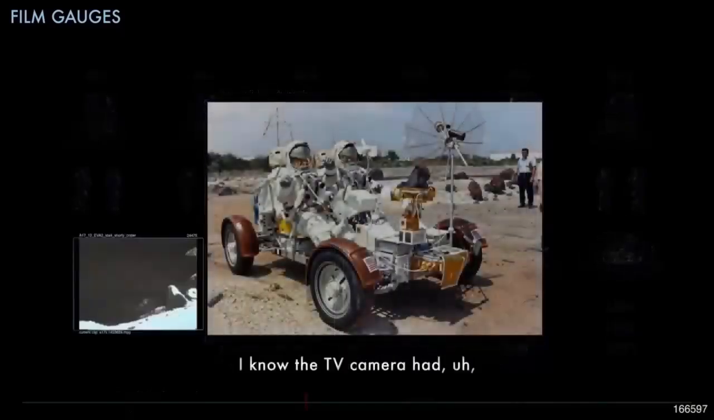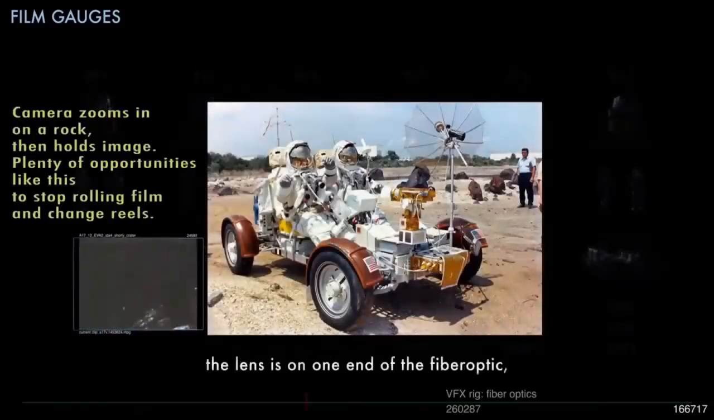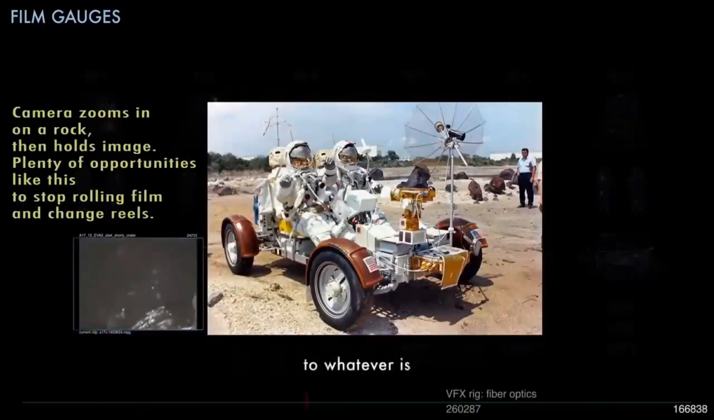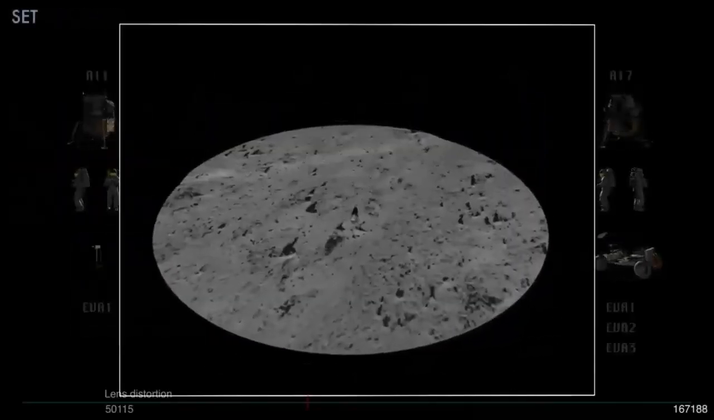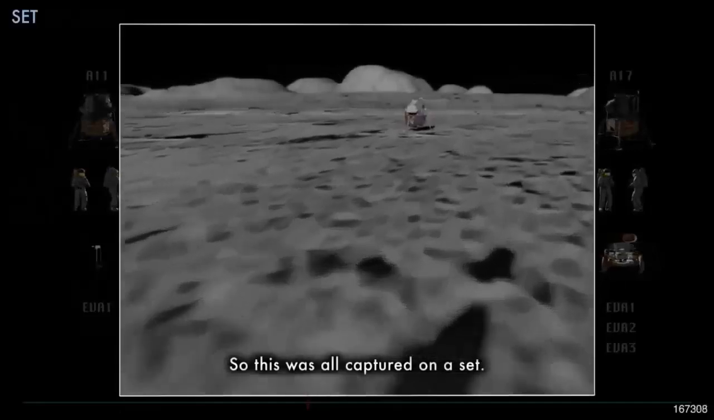I know that the TV camera had fiber optics in it. It's very similar to an endoscope. The lens is on one end of the fiber optic and the light moves through the fiber optic to whatever is receiving the light on the other end. For instance, film. And that allows it to travel distances, and that explains why we have this lens distortion on the side. In fact, more than just the lenses themselves. This was all captured on a set.